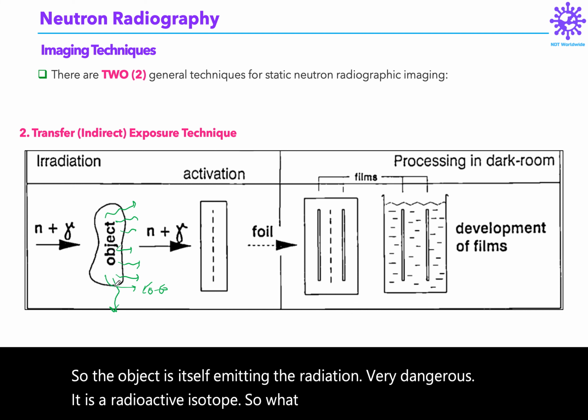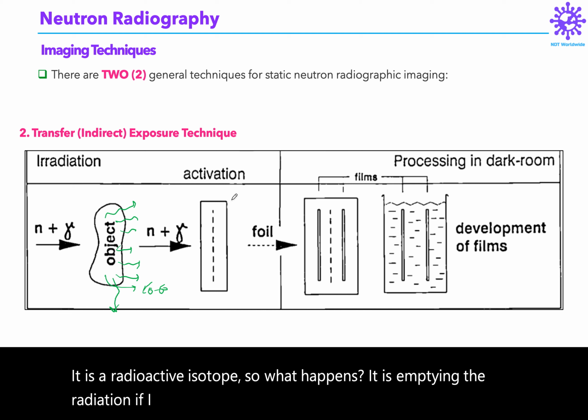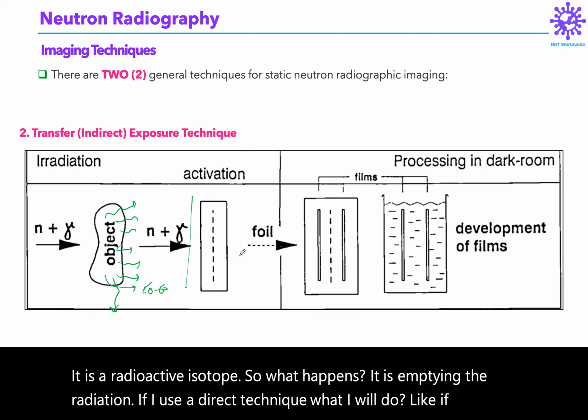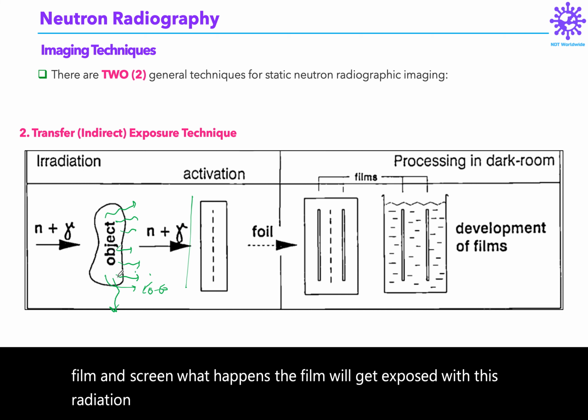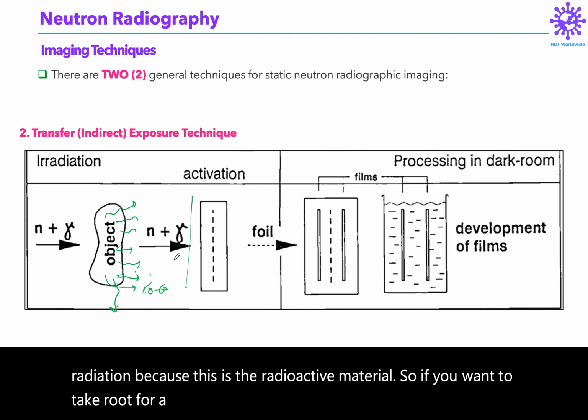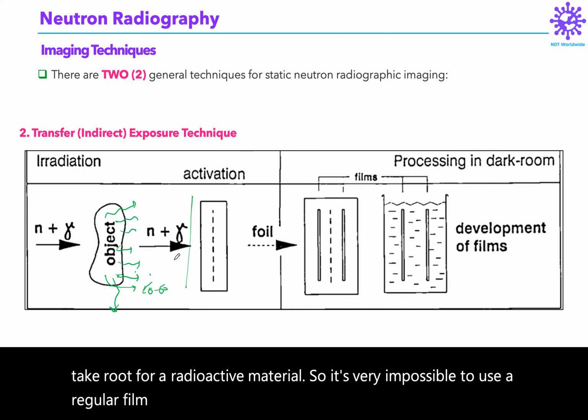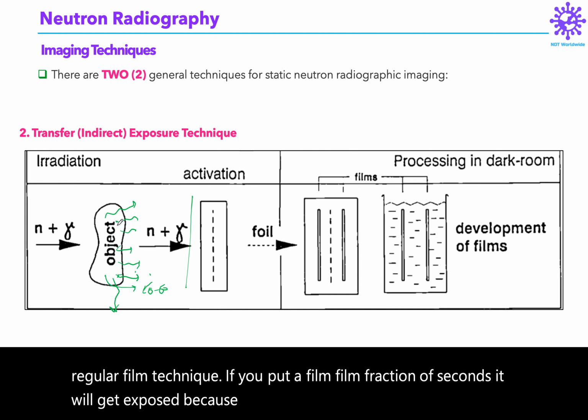It is emitting the radiation. If I use a direct technique, like if I put a film and screen, what happens? The film will get exposed with this radiation because this is a radioactive material. So if you want to take RT for a radioactive material, it's very impossible to use a regular film technique. If you put a film, in a fraction of a second it will get exposed because too much radiation is coming out.